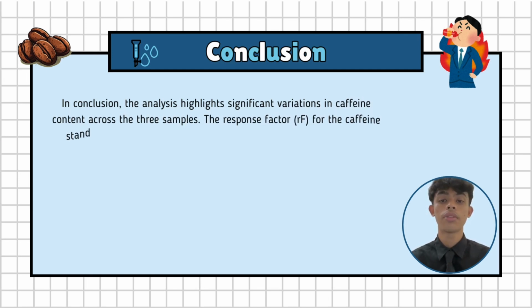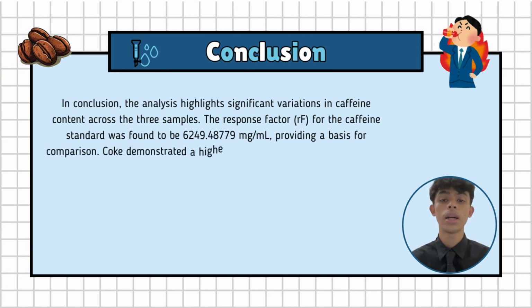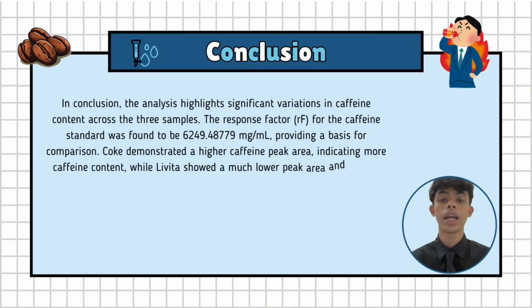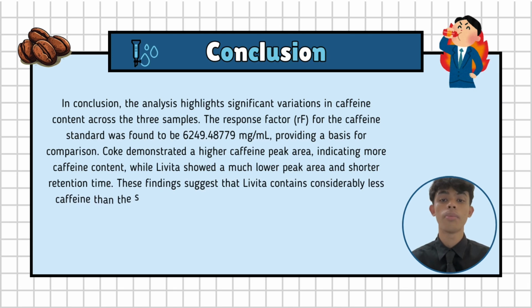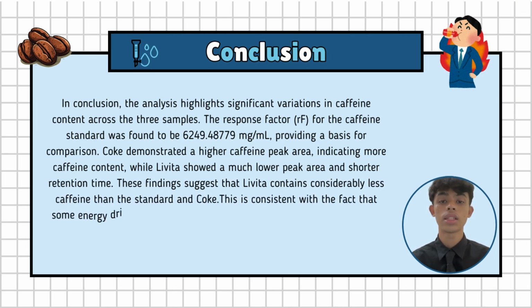The response factor of caffeine was found to be 6,249.48779 mg per milliliter, providing a basis for comparison. Coke clearly shows a higher peak area of caffeine, indicating much more caffeine content, while Levita shows a much lower peak area of caffeine and a shorter retention time.